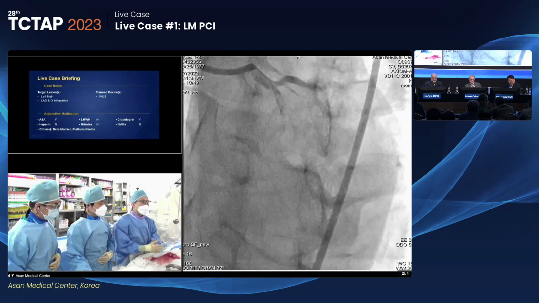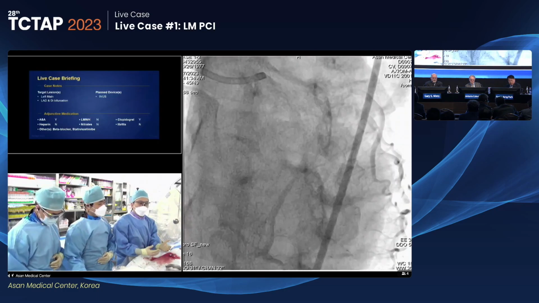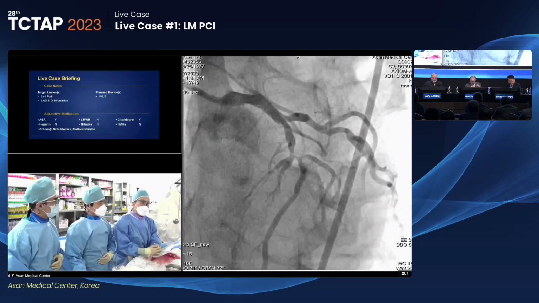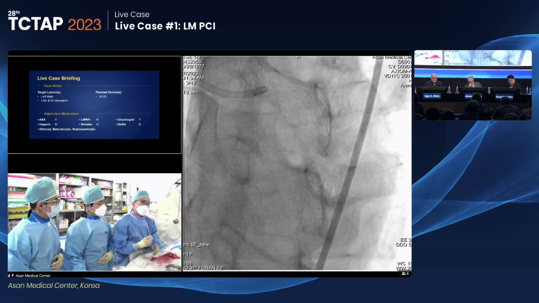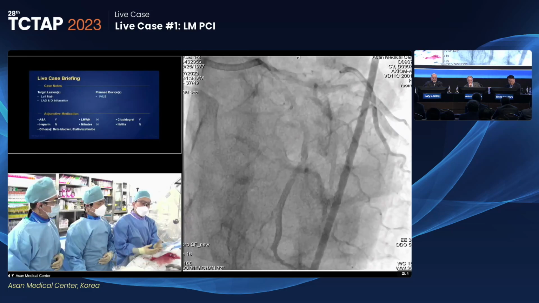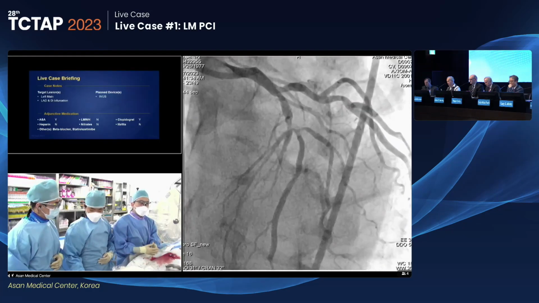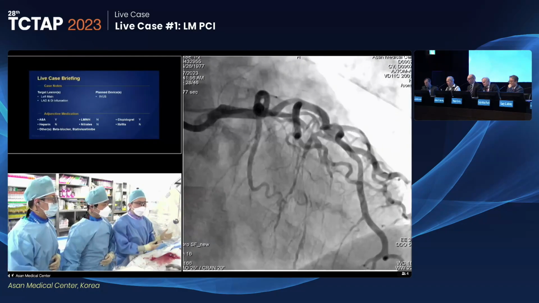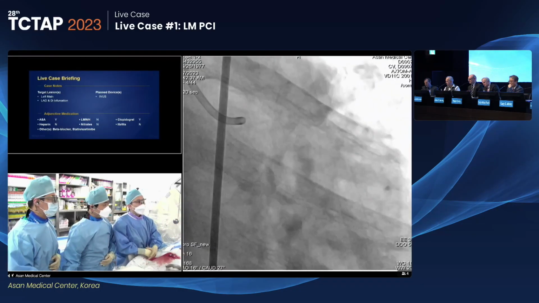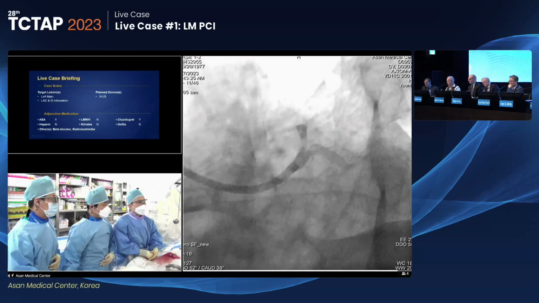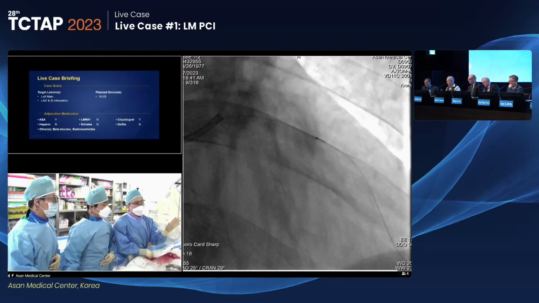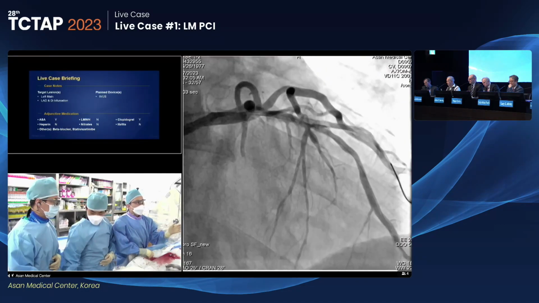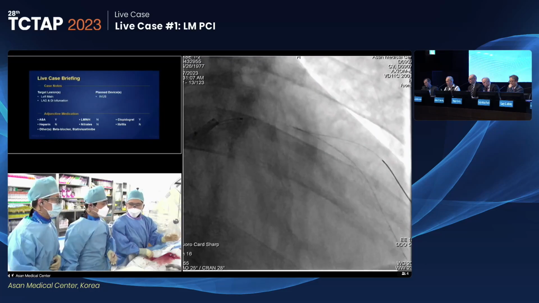Thank you for the discussion. I planned upfront two stents for diagonal protection. However, I will see the balloon first and see the result, and we can discuss again maybe. And I will show you what I did. And as the panel discussed, this is not left main disease, this is LAD ostial disease.